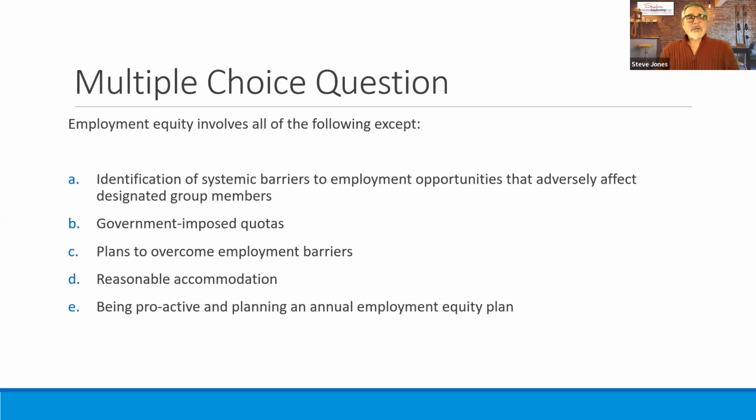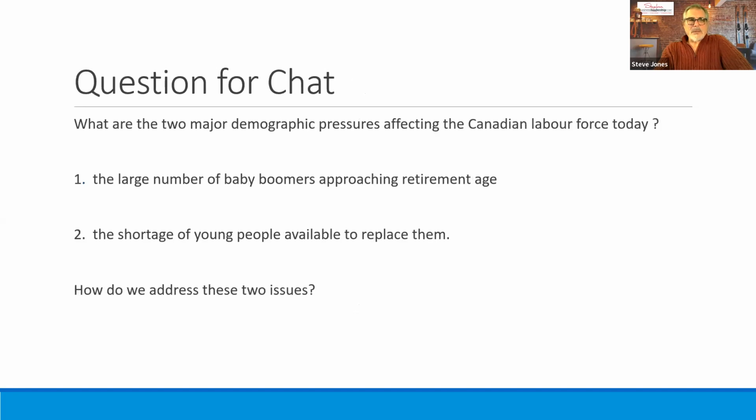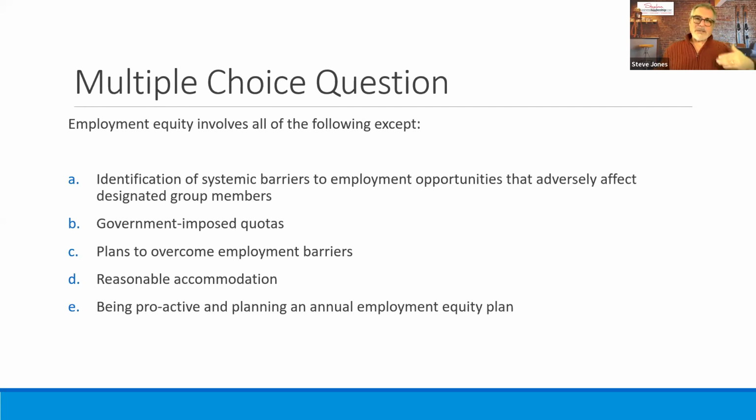So, multiple choice. Here we are. Employment equity involves all of the following, except: identification of systemic barriers to employment opportunities that adversely affect the designated groups, government-imposed quotas, plans to overcome employment barriers, reasonable accommodation, being proactive in planning an annual employment equity program. Okay, we know it does not include government-imposed quotas. Plans to overcome employment barriers, yes, it does. So we know that it does not include government-imposed quotas.